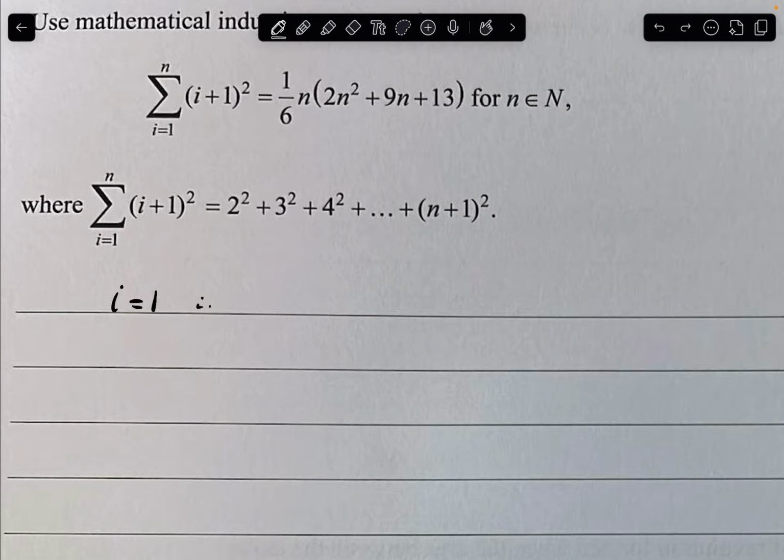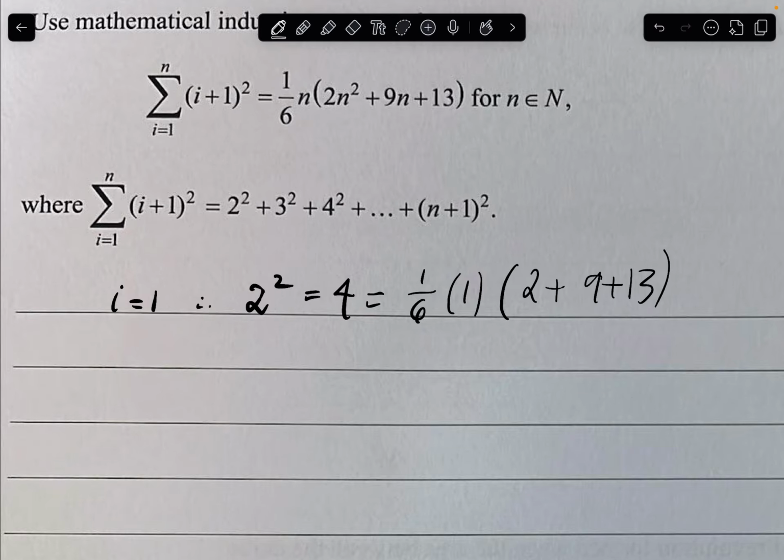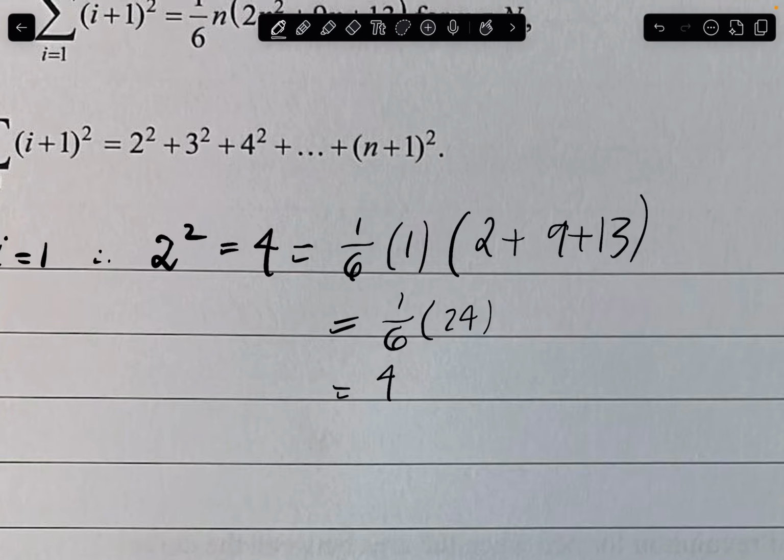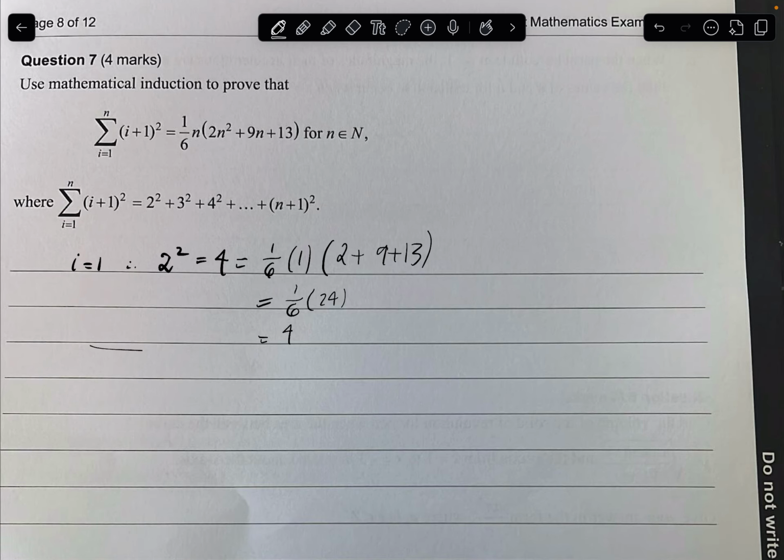You can say 2 squared equals 4, which equals 1 over 6 times 1 times 2 plus 9 plus 13, which is 1 over 6 times 24, which is 4. So the base case holds.